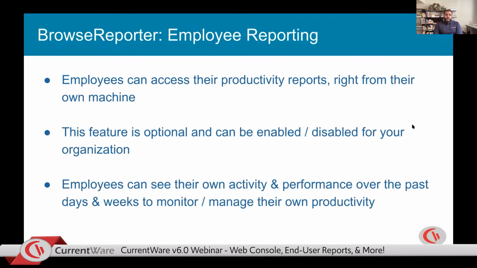Another really exciting thing we've launched in 6.0 is letting employees see their own reports from a BrowseReporter perspective. Transparency is something that has come up from a lot of organizations related to how their employees are actually being productive or not, and being able to show them their productivity on demand. It's an optional feature, so you get to choose if you enable or disable that feature for your organization, and employees can see their own activity and performance to see how they've been doing on their own productivity basis.